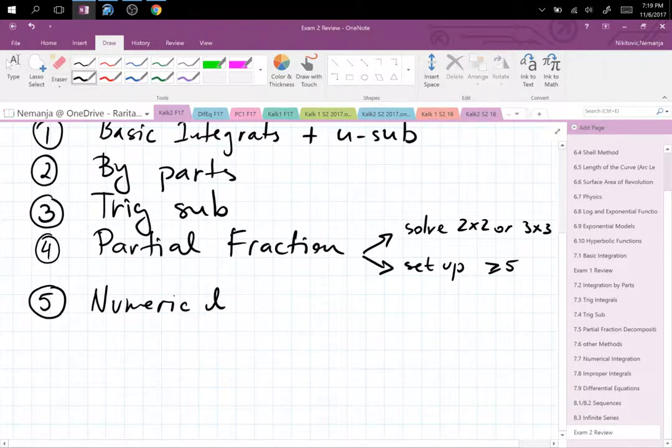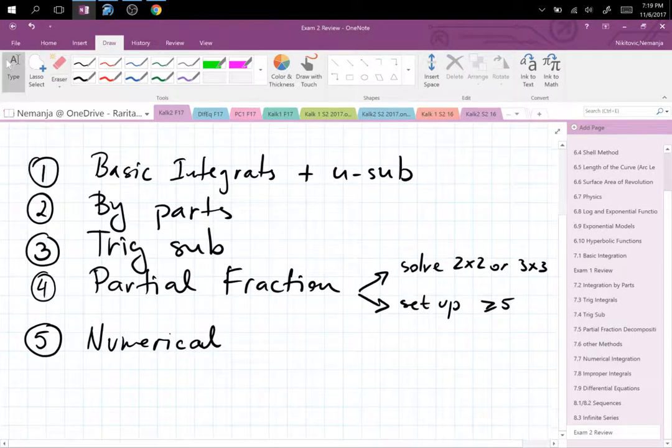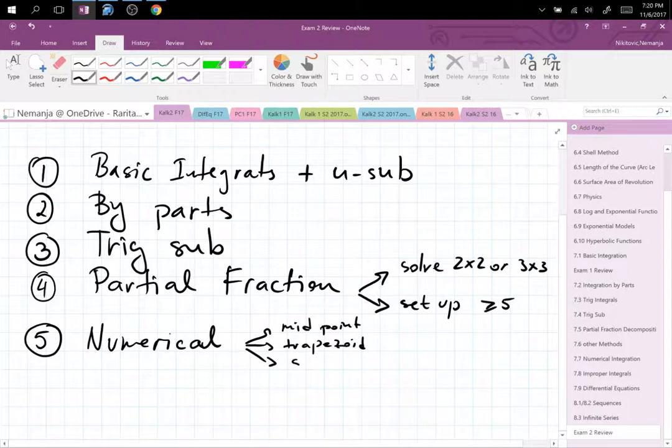And you guys are responsible for formulas. You must learn. That's your Calculus 2. You learn the formula for by parts. You learn the procedure for trig sub. You learn the procedure for partial fractions. You memorize the formula for 3 numerical integrations. The midpoint, the trapezoid, and the Simpson.